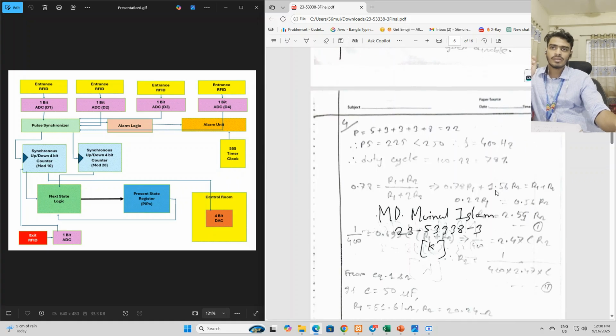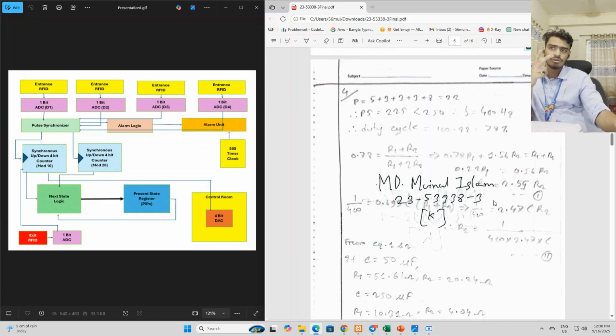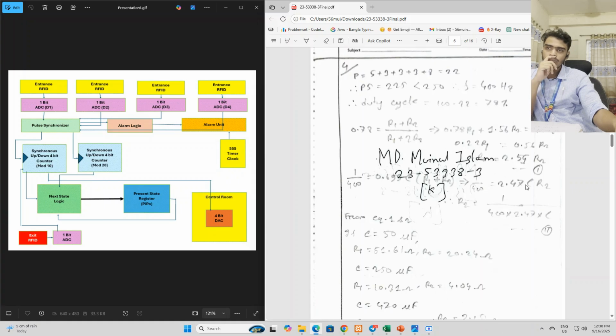So we calculated R1 and R2 from the frequency equation. We have derived two equations basically from the frequency and the duty cycle equation. Two equations are here. This is our first equation, and this is the second equation. From these two equations, we actually got the resistor values.